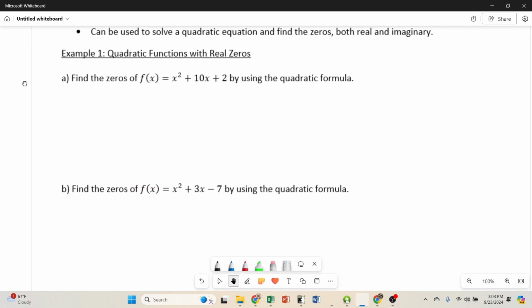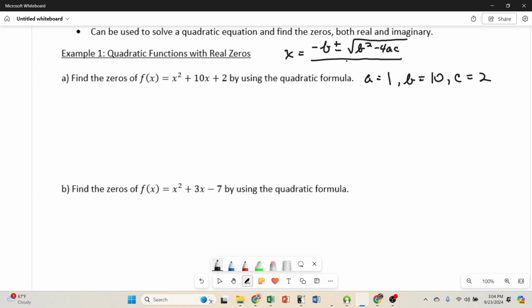So find the zeros of x squared plus 10x plus 2 by using the quadratic formula. Again, I always say a is 1 here, and b is equal to 10, and c is equal to 2. And if you need to, let's write it back here. x is equal to negative b plus or minus the square root of b squared minus 4ac over 2a. So we're going to plug that in. Everything we have, a, b, and c, we're going to plug in to our quadratic formula.